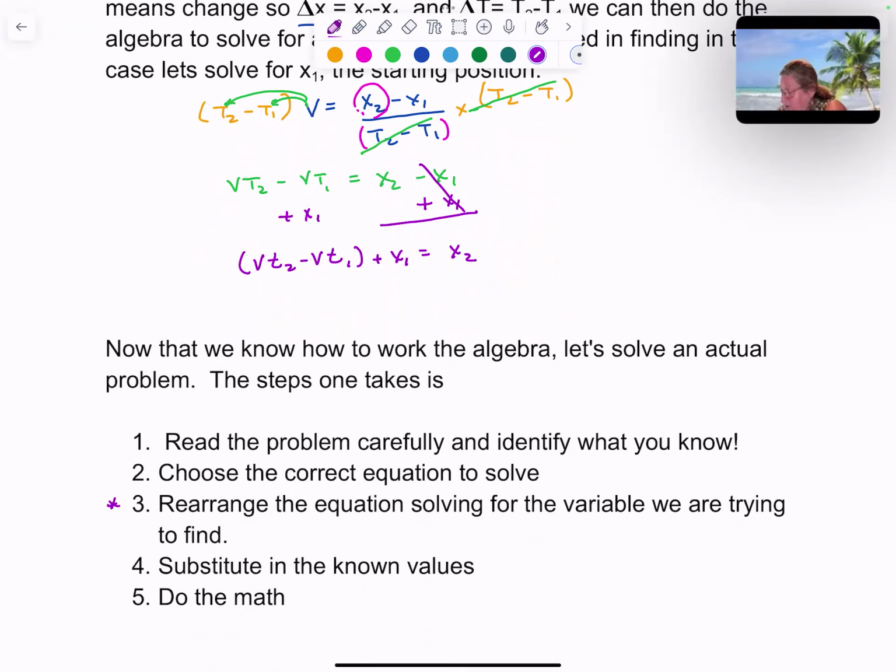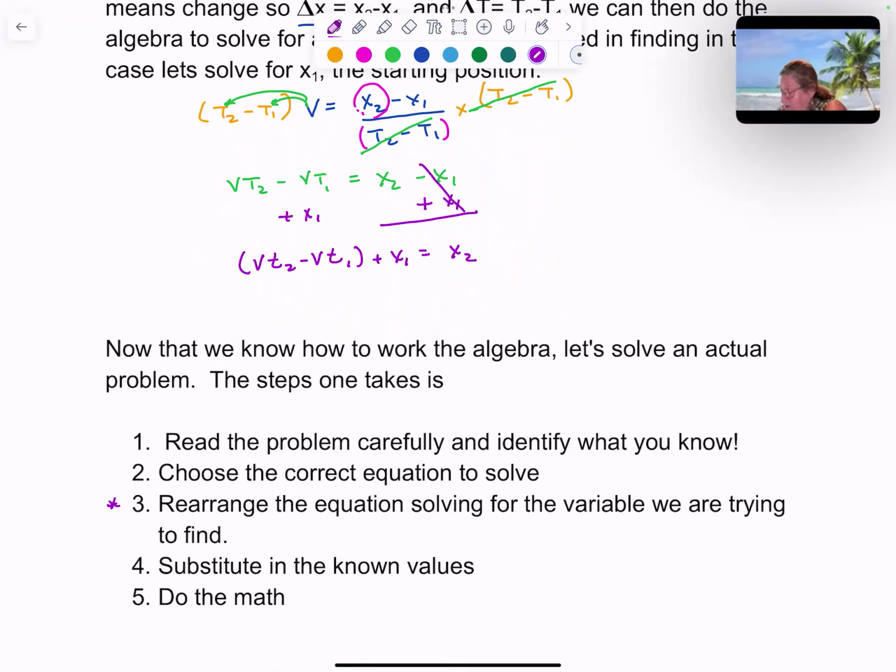Some students have trouble dealing with the x's and t's and all of the variables, and they just go ahead and put the math in first. You can do it that way. It's generally not as clean, but you can do it that way. The math is all good.